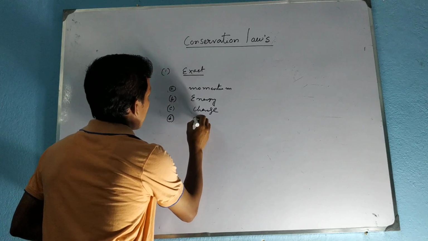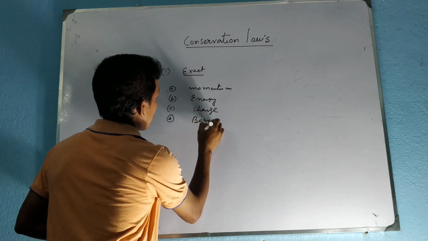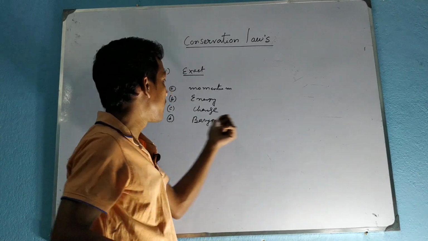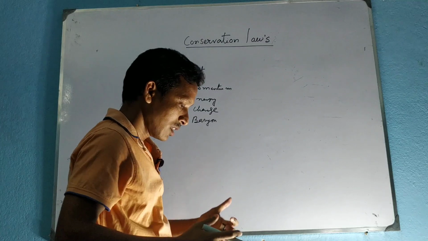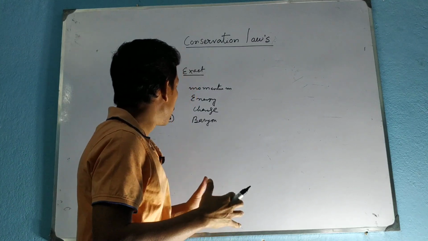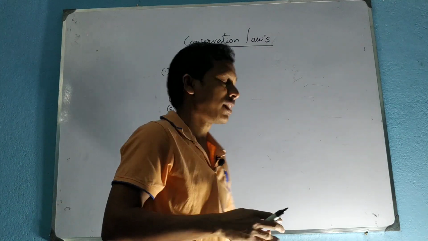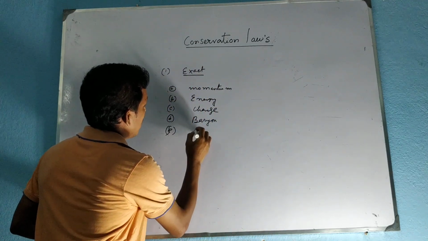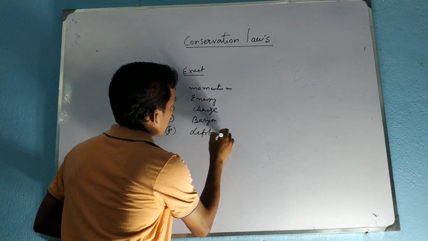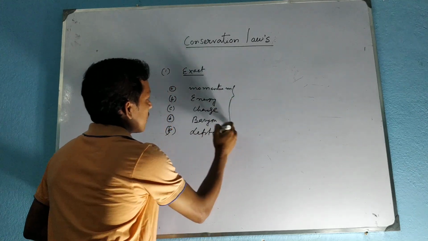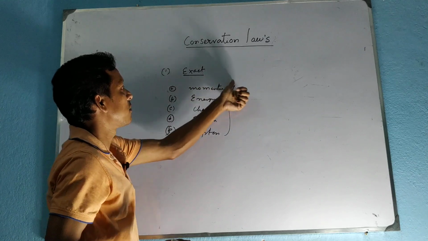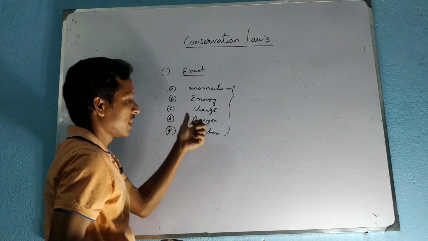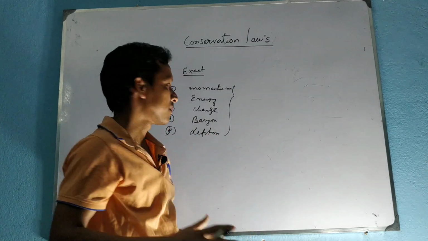Number four, baryon number. Baryon number is also conserved in all allowed reactions. Actually, the baryon quantum number is a number by which we characterize the baryon particle. Number five is lepton quantum number. So these are the exact conservation laws, and these conservation laws are obeyed in all allowed reactions.